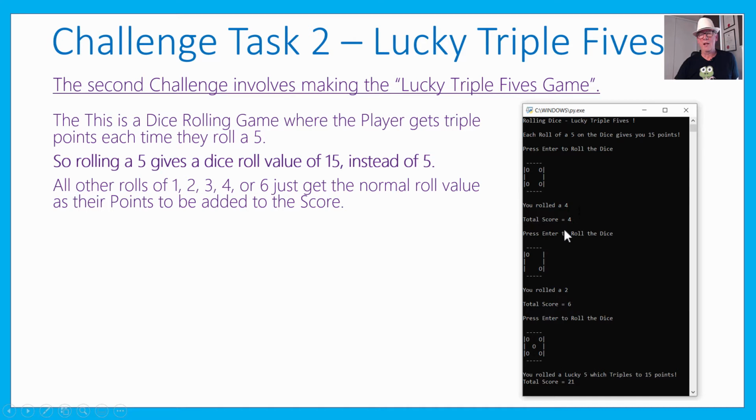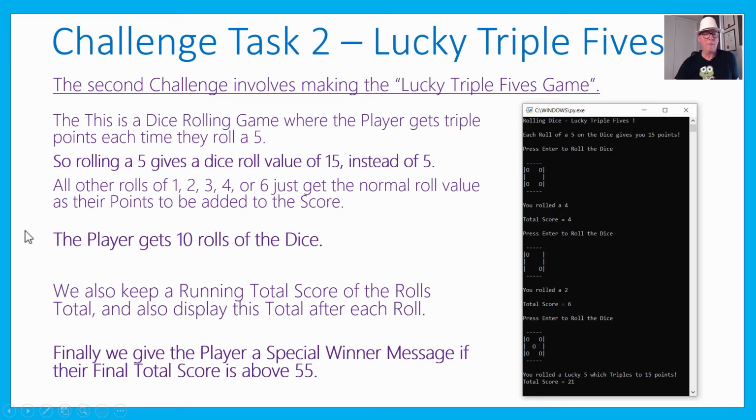So we're going to learn how to keep a total and keep a running total and display it. The player's going to get 10 rolls of the dice altogether in this game, and we're going to give them a special winner, winner, winner message if they got more than 55, because it's all about lucky fives, because 5 is actually Passy's lucky number.